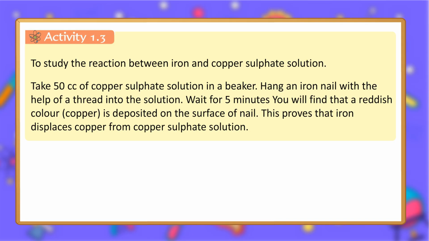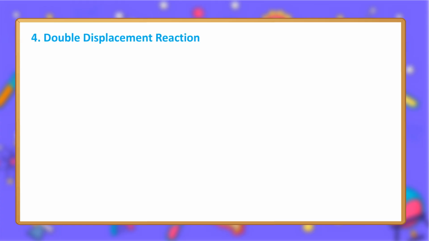Activity 3.1. To study the reaction between iron and copper sulfate solution. Take 50 cc of copper sulfate solution in a beaker. Hang an iron nail with the help of a thread into the solution. Wait for 5 minutes. You will find that a reddish color, copper, is deposited on the surface of the nail. This proves that iron displaces copper from copper sulfate solution.